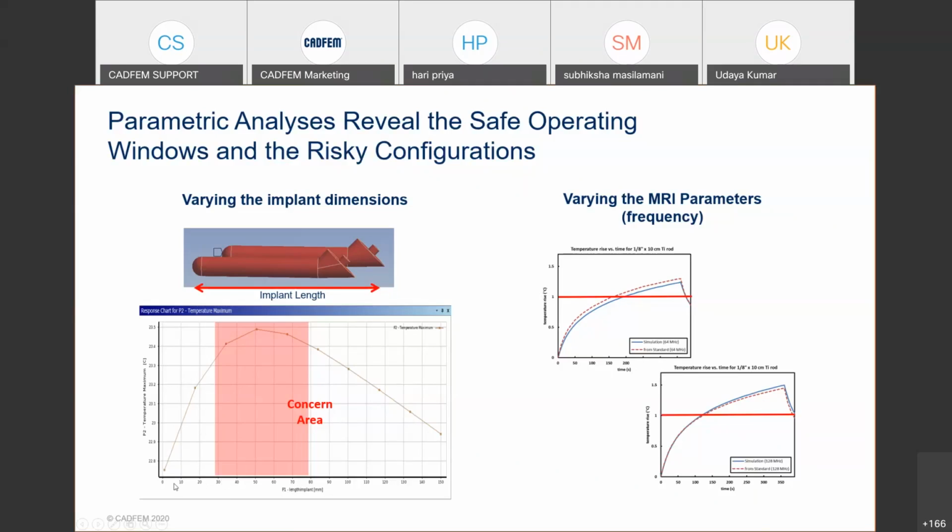We can do a study for different lengths of this implant and see how the temperature is changing. From this chart itself, you will be able to understand that if my implant is between 30 to 80 millimeter, it is a concern area. I should not go for this design. I should either go for greater than 80 millimeter or less than 30 millimeter. So this kind of optimization can be done in order to design different kinds of implants.